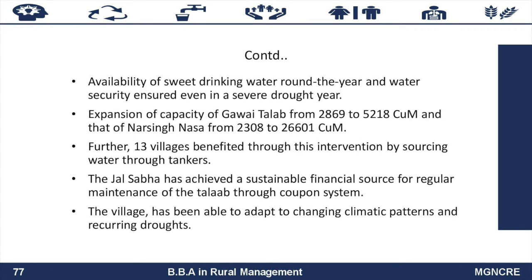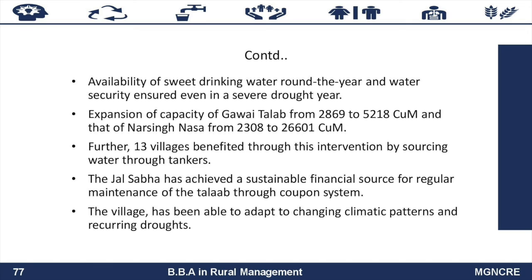Few positive impacts were availability of sweet drinking water around the year and water security ensured even in a severe drought year. Expansion of capacity of Gawai Talab from 2,869 to 5,218 cubic meter and that of Narsingh Nasa from 2,308 to 26,601 cubic meter. Further, 13 villages benefited through this intervention by sourcing water through tankers, as the neighboring villages were allowed to take water on the basis of coupon.